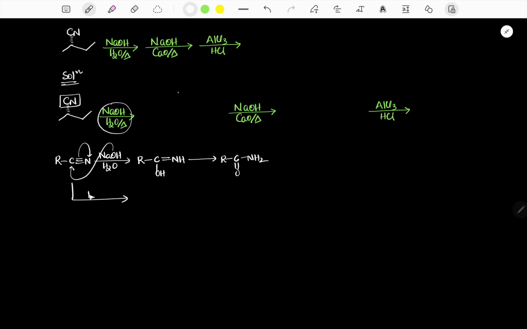Suppose heat is not given. And the same cyanide, when it is treated with NaOH, H2O in the presence of heat, undergoes complete hydrolysis and we get the corresponding carboxylic acid and ammonia. Therefore, here heat is given, the cyanide part undergoes hydrolysis and we get the corresponding carboxylic acid and the inorganic compound ammonia.